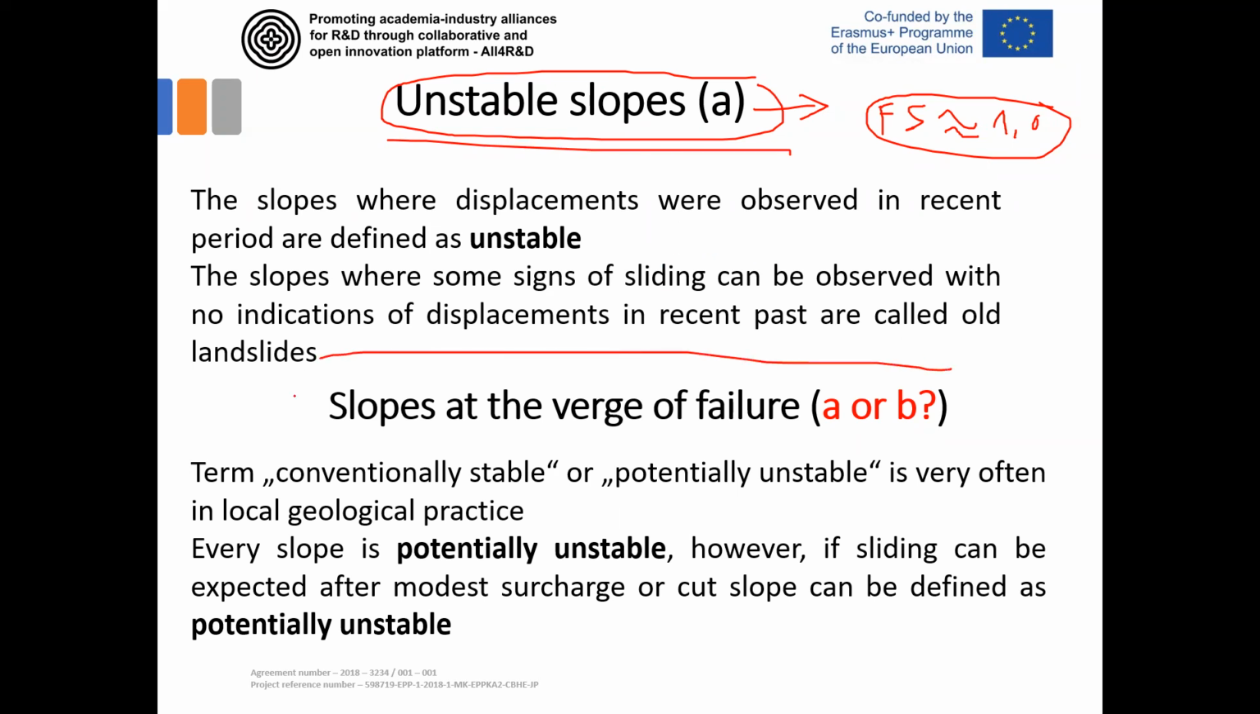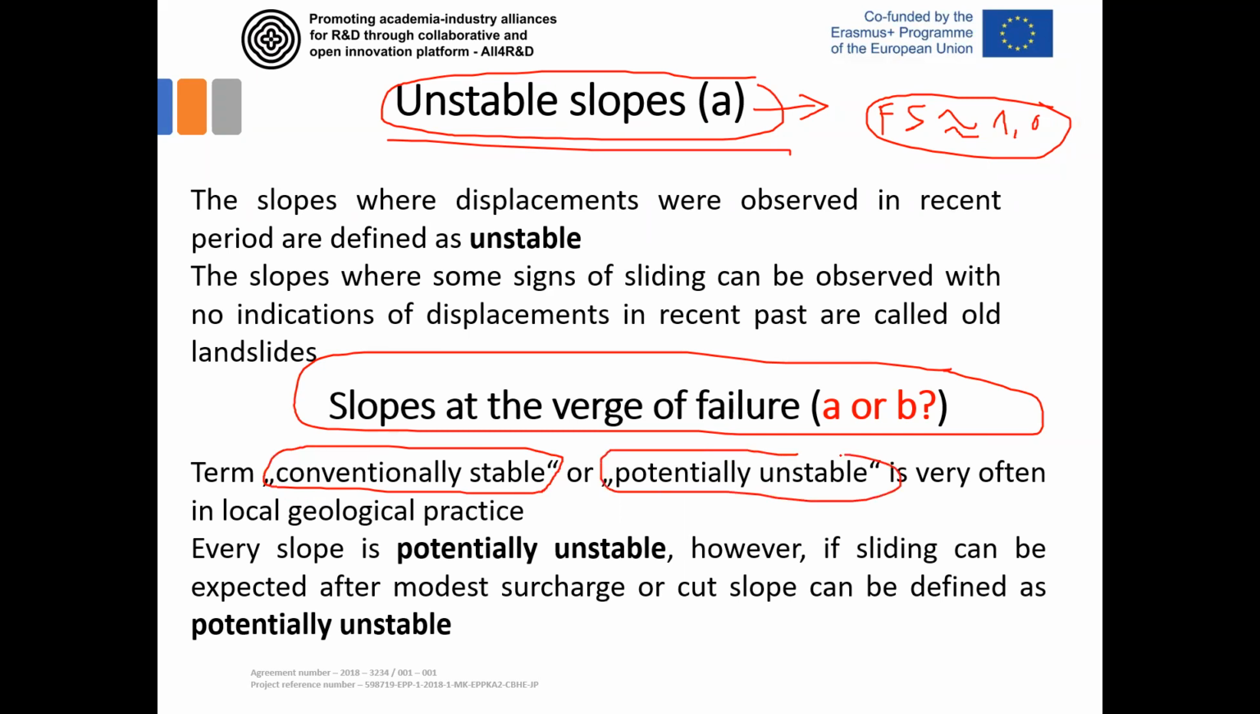Unfortunately, we have a lot of slopes at the verge of failure, but they are very often called conventionally stable or potentially unstable slopes. These are the slopes that have a safety factor just above 1, but not a lot above 1, maybe in the range of 1.25 to 1. So if you observe slopes like this, you probably won't measure any displacement. It is not moving, it is potentially stable.